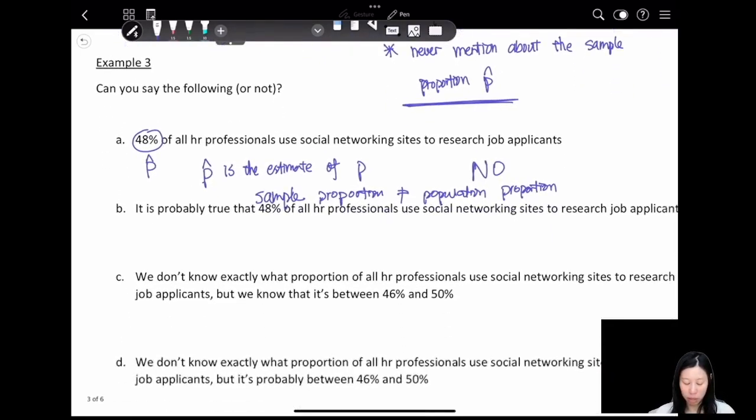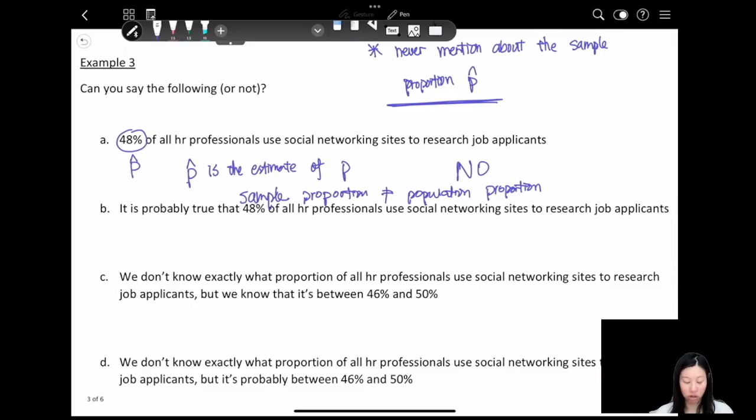Okay, now let's look at B. It says it is probably true that 48% of all HR professionals use social networking sites to research job applicants. Again, 48%. That means they're still using the sample proportion. Remember that in the conclusion we cannot mention the sample proportion. So we can't use this one.